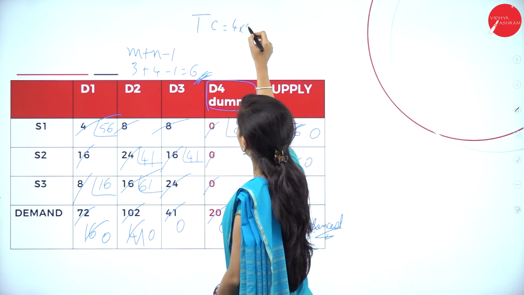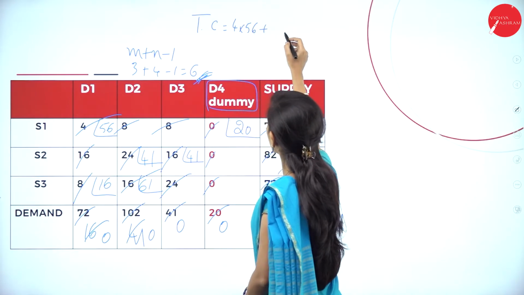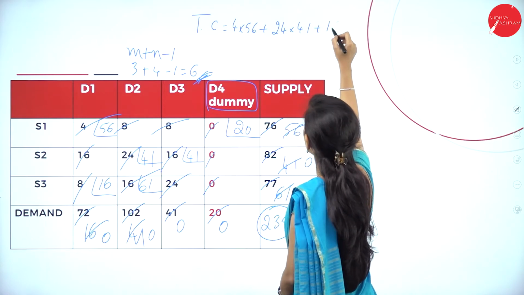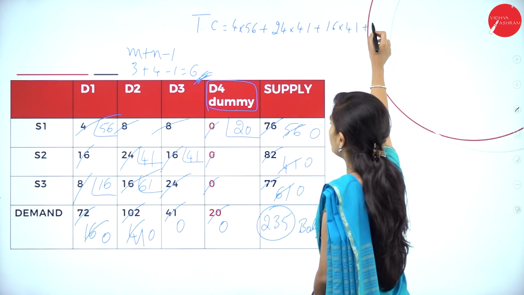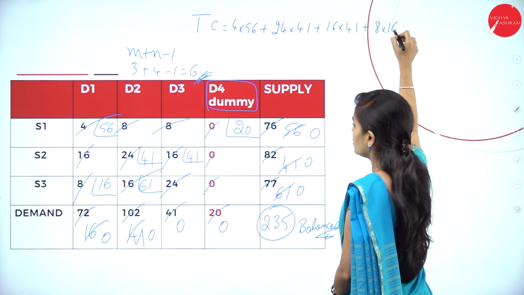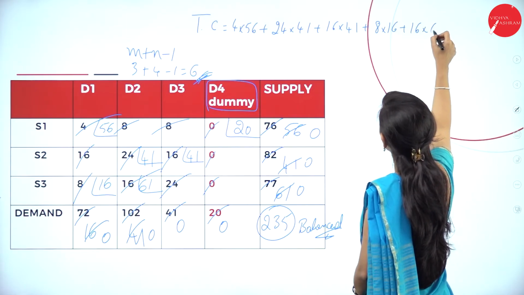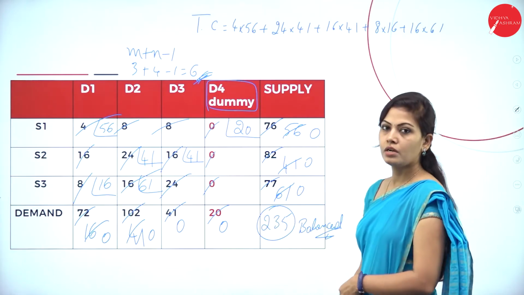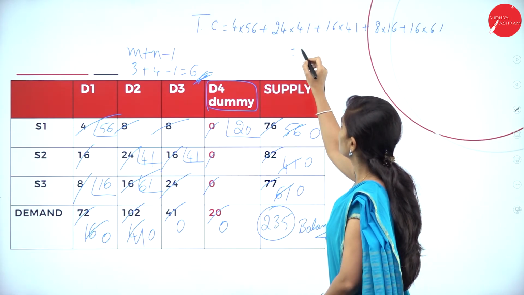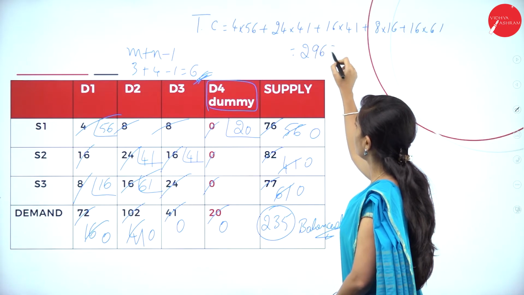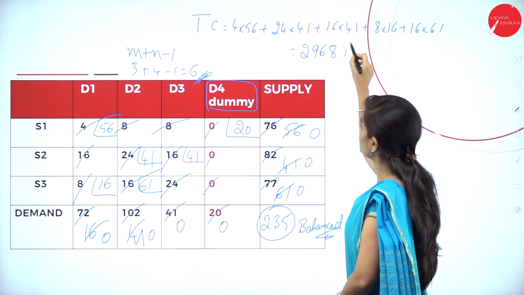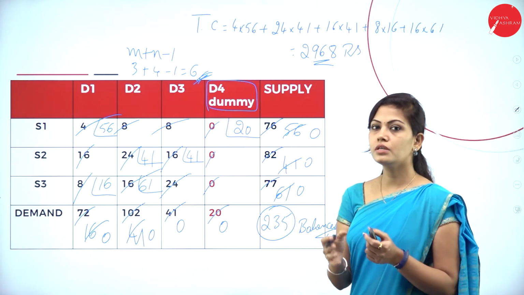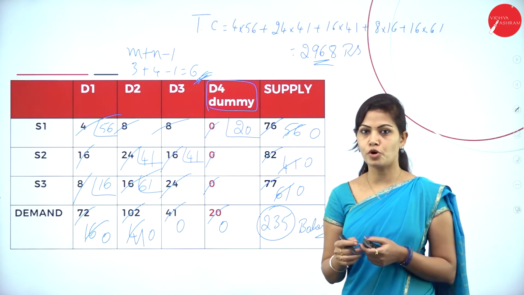And find the transportation cost. 4 into 56 plus 24 into 41 plus 16 into 41 plus 8 into 16 plus 16 into 61. And 0 into 20 is 0 only. So the final answer is 2,968 rupees, your total transportation cost. So this is about your unbalanced least cost method problems.